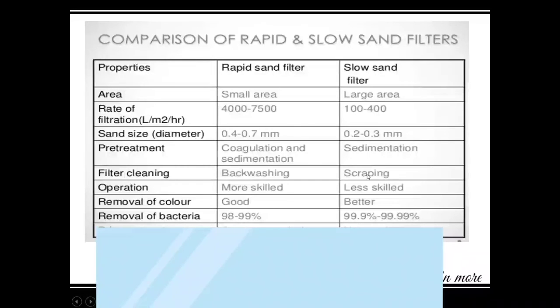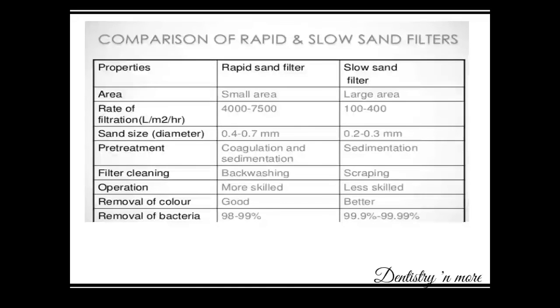Scraping is, as I said, we just scrape it off, and we keep the filter bed to form a new biological layer. That's why it is very laborious and time taking. And operation requires more skill, because there will be addition of coagulant and all of these at different intervals. So we need more people for the operation. Removal of color is better in slow sand. Bacteria removal is better, almost 100 percent, in slow sand. So that was about the rapid and slow sand filter comparison.